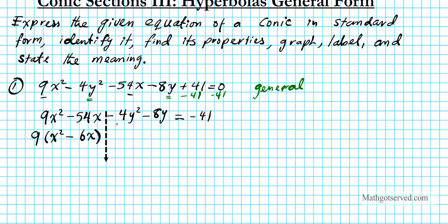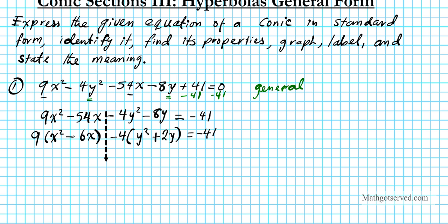And then in the y world, we have to be really careful because we have a minus right here. So we're going to factor out negative 4. If I factor out negative 4 from negative 4y squared, it becomes a positive y squared. And if I factor out negative 4 from negative 8y, I'll be left with positive 2y. So anytime you factor out a minus, the sign always changes. So that equals negative 41.